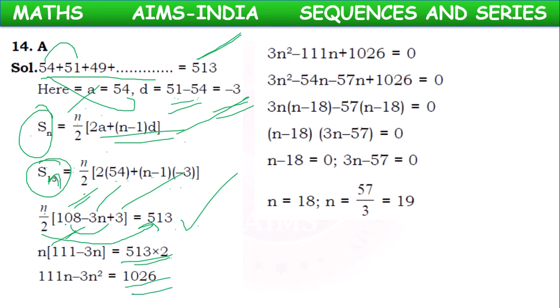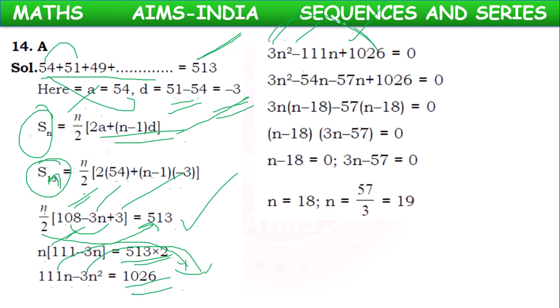Here 108, with n we have to multiply here, n into 111, 111n, n into 3n, 3n square. Or if you take all terms to this side, minus 3n square will become plus 3n square, plus 111 will become minus 111. This side plus 1026 is there.